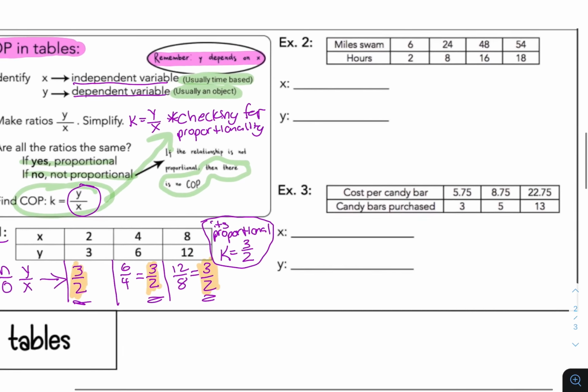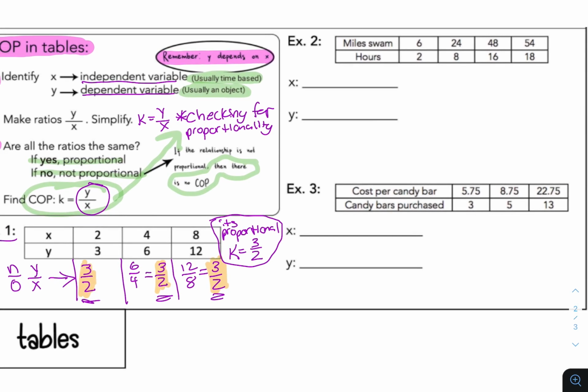All right, let's take a look at example 2. Example 2 says miles swam to hours. Ask yourself if you're not too sure: do the number of miles swam depend on how many hours you swam for? Or does how many hours you swam depend upon the miles you swam? Your independent variable, or the x, we'll call this the IV. Independent variable is the hours. The y, or the dependent variable, DV, is the miles swam.